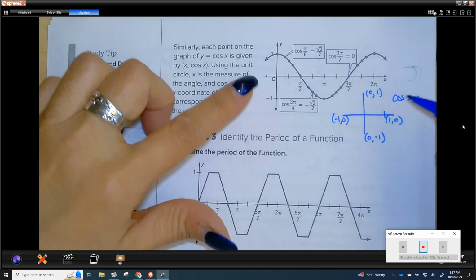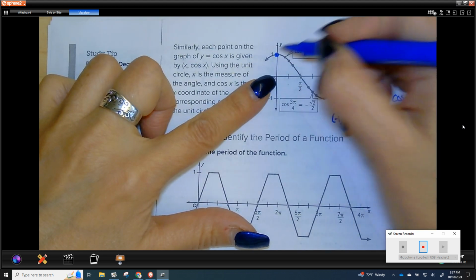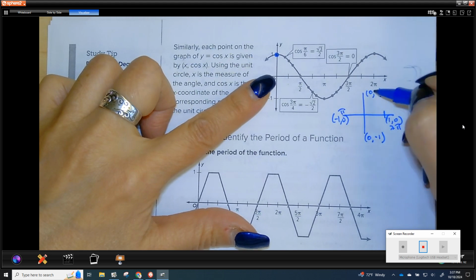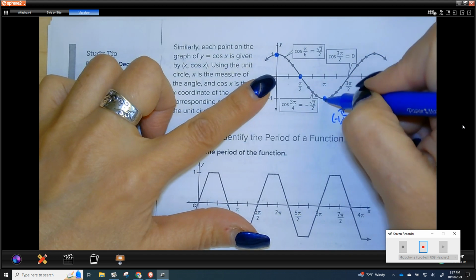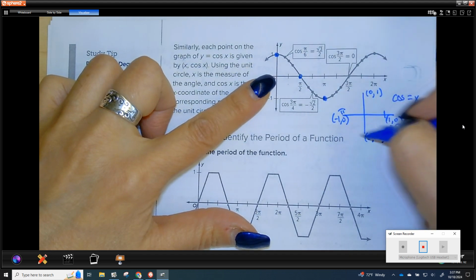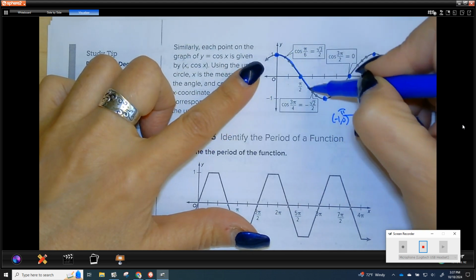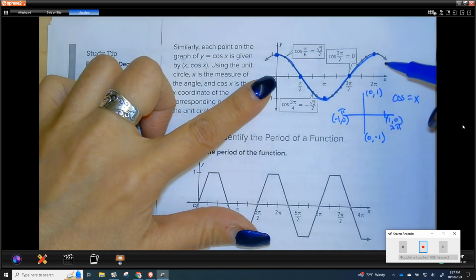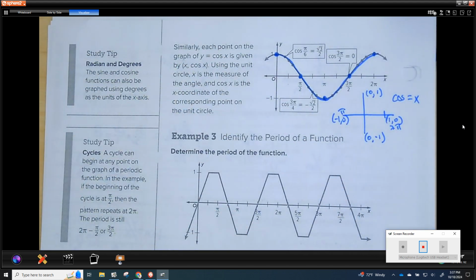So at 0, it's at 1. You're going to do your x value. At pi over 2, because remember this is pi and this is 2 pi. Pi over 2, it's at 0. At pi, it's at negative 1. At 3 pi over 2, 1.5 pi, it's at 0. And then back at 2 pi, it's at 1. So one cycle of cosine looks like this. It doesn't start on 0, it starts on 1. That's a positive graph. If it was negative, it would start down here and go the other way. Okay.